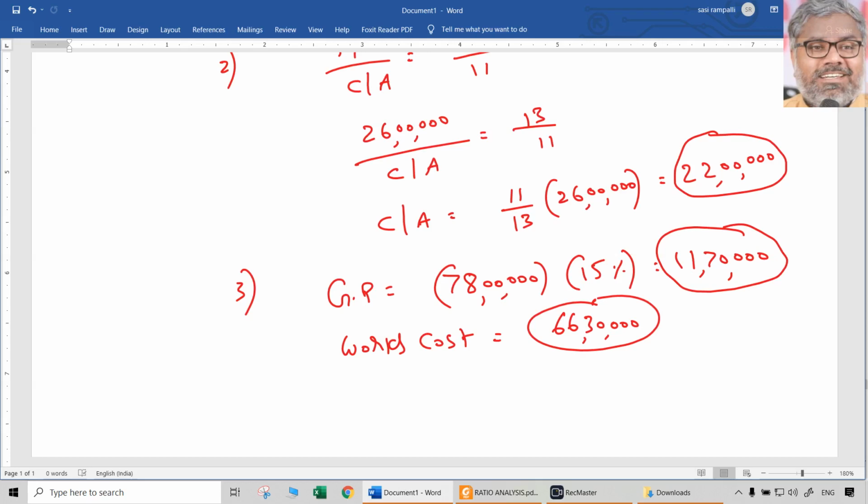Of course, if the opening stock of finished goods is given, then at least we can adjust the closing stock of finished goods and opening stock of finished goods also in order to get the cost of goods sold. Since that is not there, we don't have any other option but to take this 66 lakhs 30,000 rupees as works cost. That itself is this difference between sales and cost of goods sold.